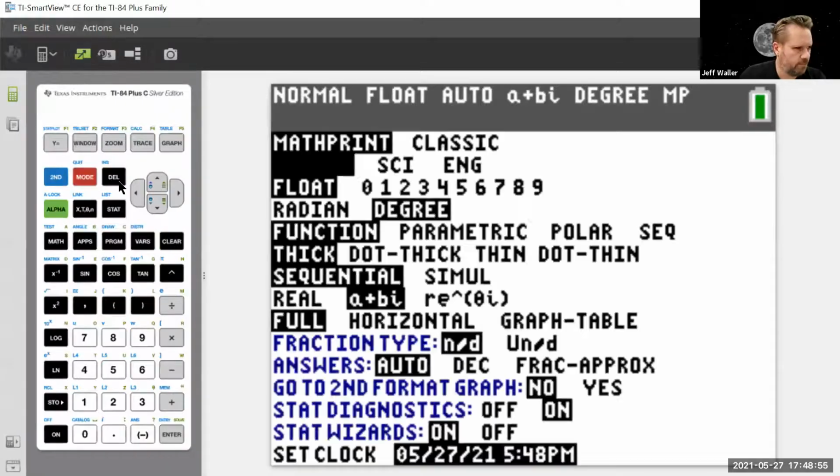Let me see. Get that out of here. How do I get out of there? I don't know. There we go. So I would do, what mode am I in? Degrees. Is that good? No. It doesn't matter. It really doesn't matter.